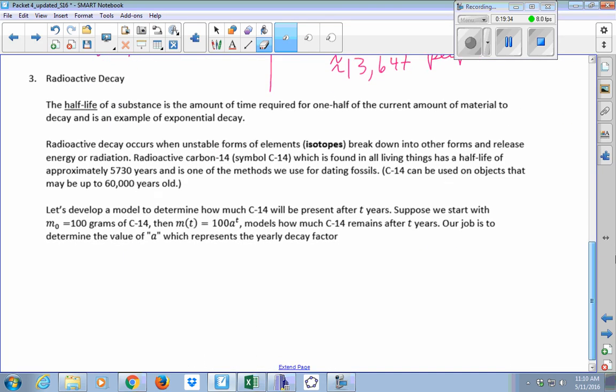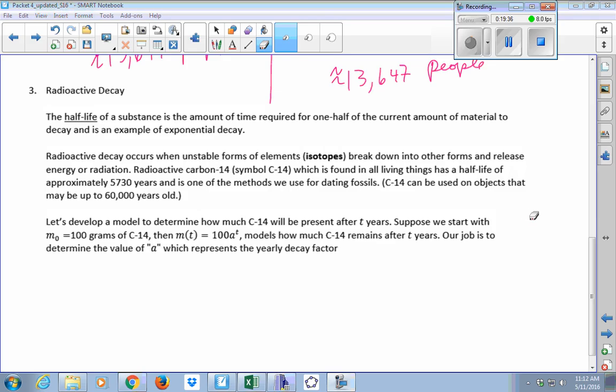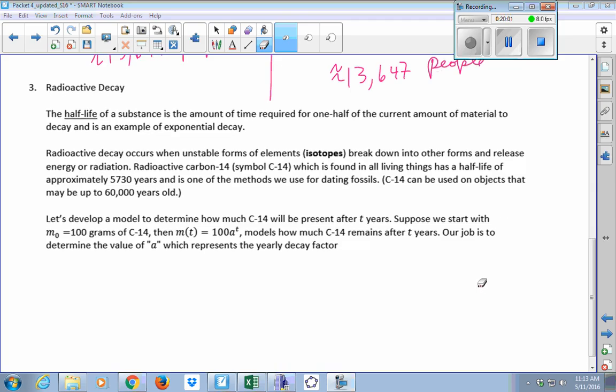Okay, really the next most popular topic when you look at any math book, talking about the other side of the coin, exponential decay, most books will talk about half-life as an example of radioactive decay as an example of exponential decay. So Jasper, you want to read us the first 2 paragraphs here? Let's suppose we use a model. We want to develop a model to determine how much C14 will be present after t years.